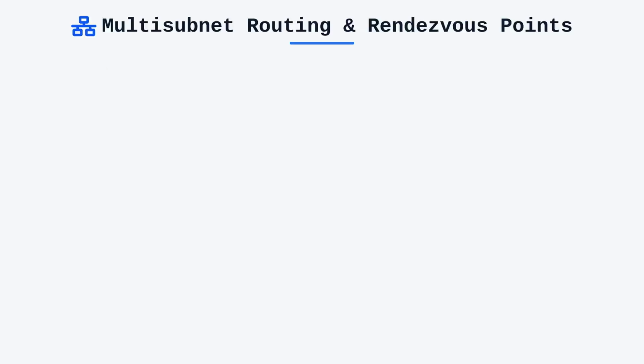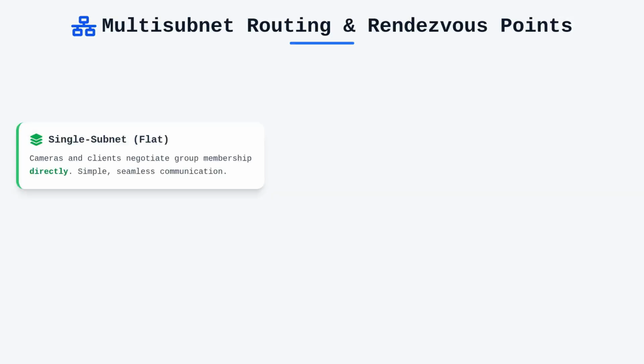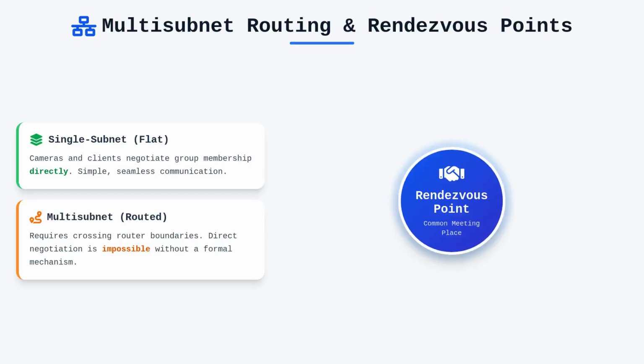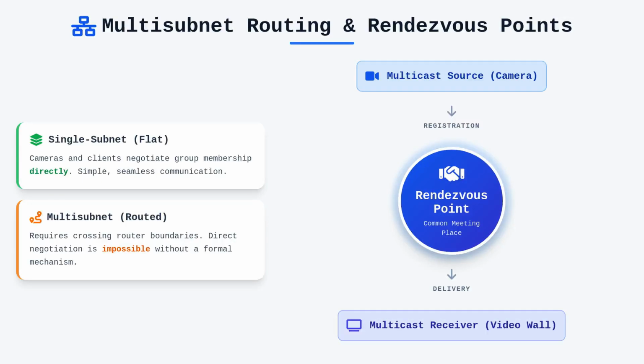In architecting these systems, we often encounter the need for multi-subnet routing, which introduces the concept of multicast rendezvous points. In a simple single subnet flat network, the camera and the clients can negotiate group membership directly, but crossing router boundaries requires a more formal rendezvous point. This acts as a common meeting place for multicast sources and receivers to exchange information about the traffic flows.